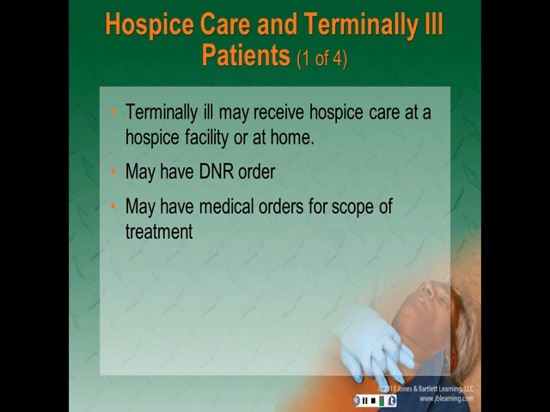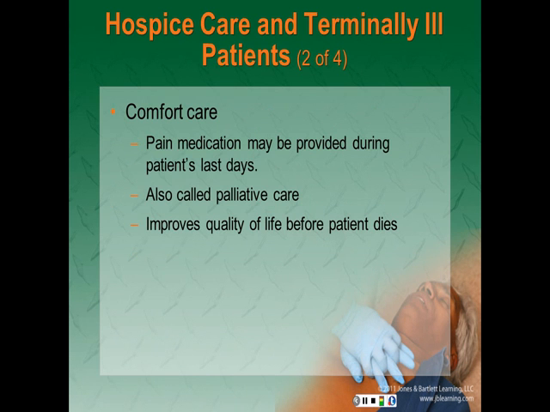Many of these patients have do not resuscitate orders, and they may have medical orders for the scope of treatment. In Montana, our POLST form gives us both the do not resuscitate and the scope of treatment. Comfort care is some of the things that we can do to make a patient comfortable. For example, pain medications are provided in hospice during the person's final days.